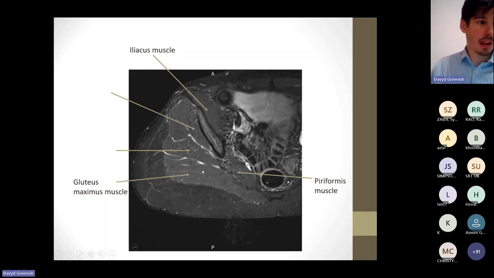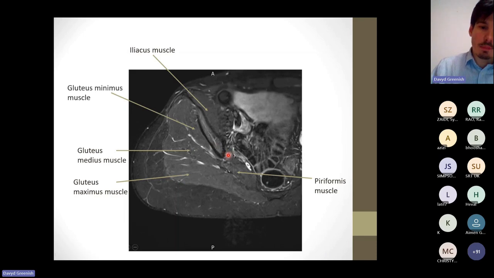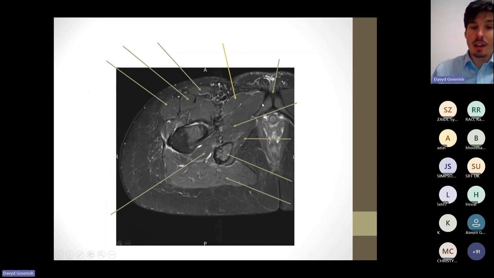So we've got gluteus maximus at the back, and just anterior to maximus is medius, and then minimus even further anterior. I always think of the iliac wing as being sandwiched between the gluteus minimus and the iliacus muscle. That's quite a useful way of knowing exactly which muscle this is. If you can see the gluteus minimus on one side, then on the other side you've got the iliacus muscle.